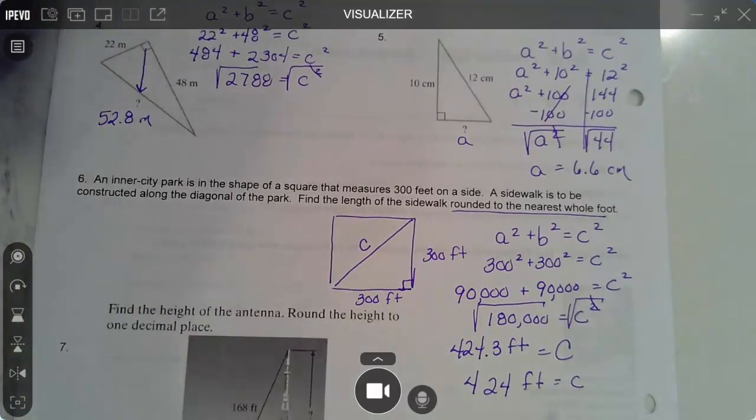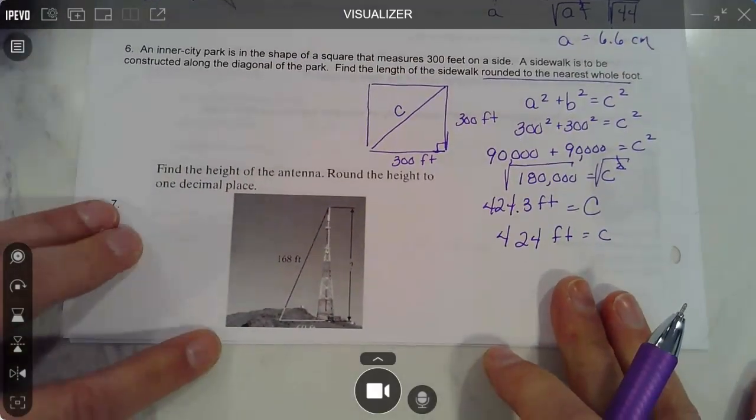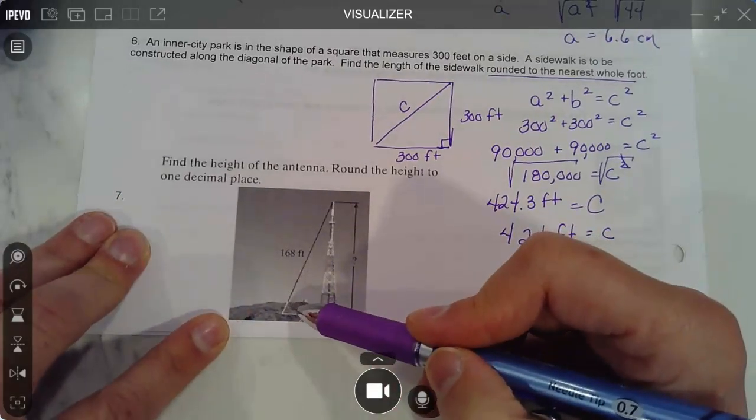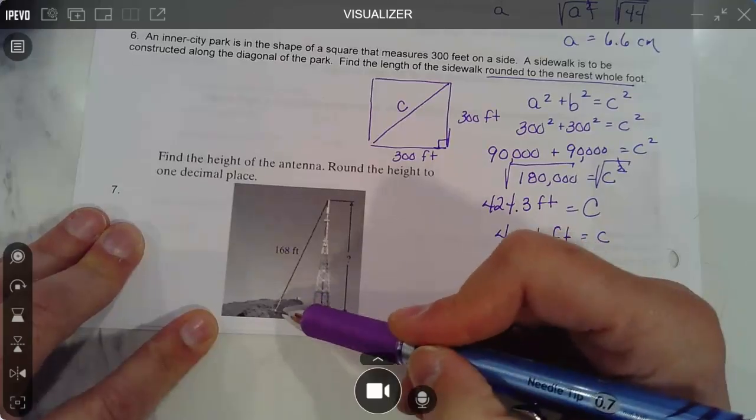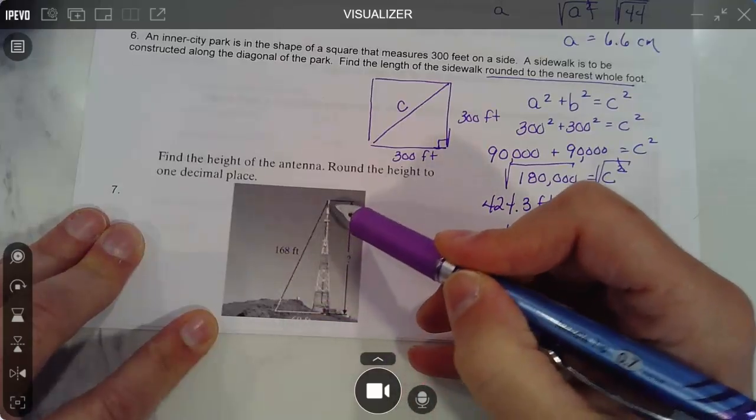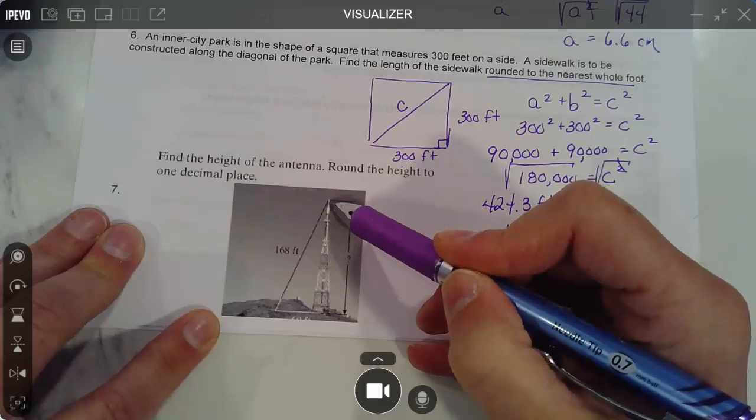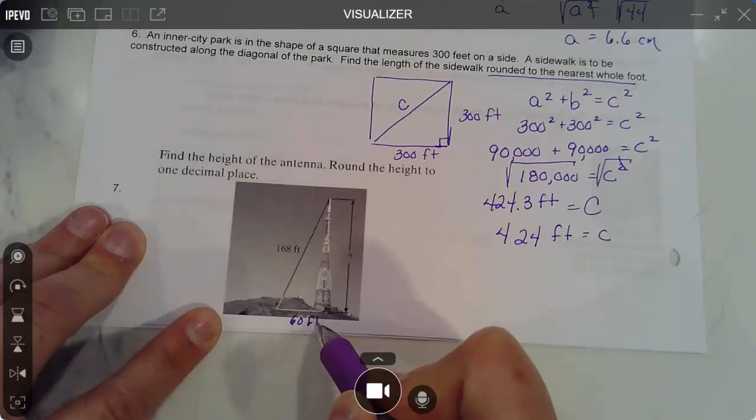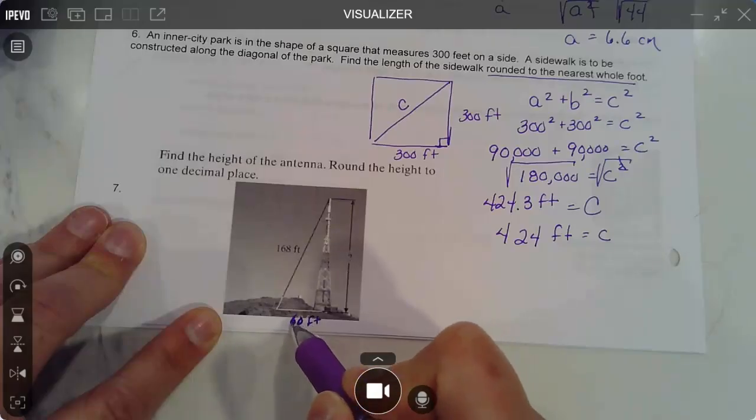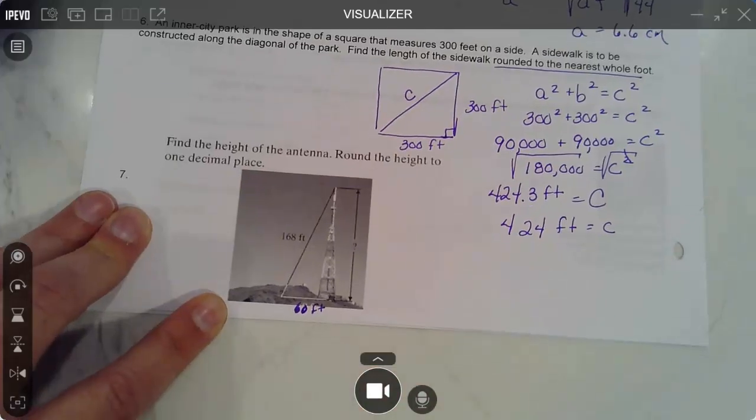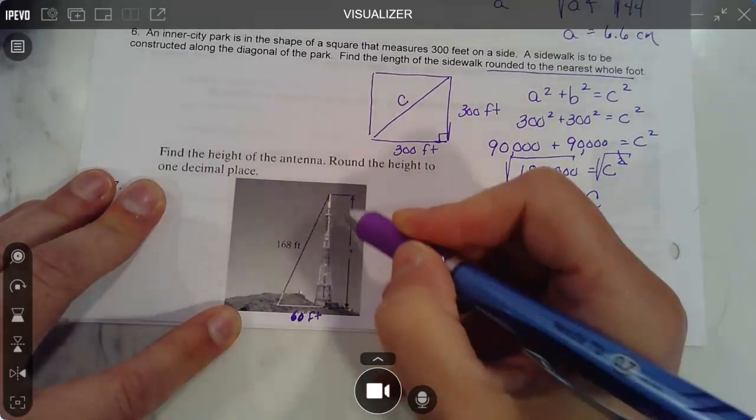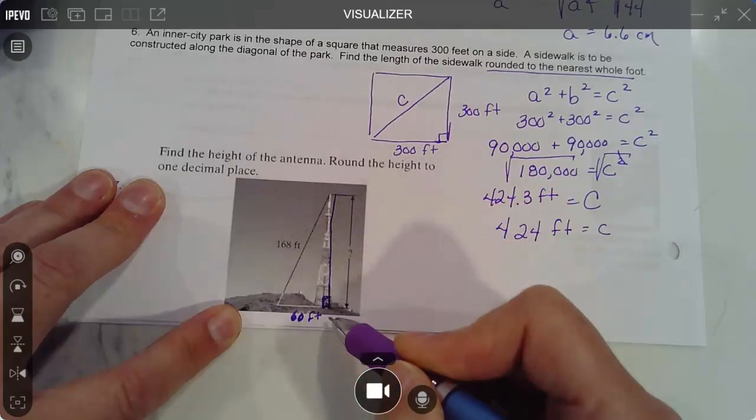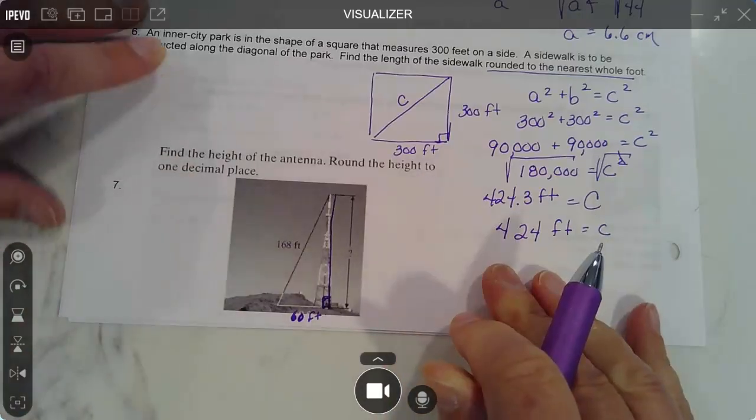And then the last question, looks like they have an antenna, and there's a cable that goes from the ground to the top of the antenna. And oh, you can't see this. This is 60 feet. This was off of an old final exam question, and I just cut and pasted the picture. That should be 60 feet. All right, so do you see that we're missing the leg right here? There's my right triangle, and I'm missing a leg. So I'll do it over here.